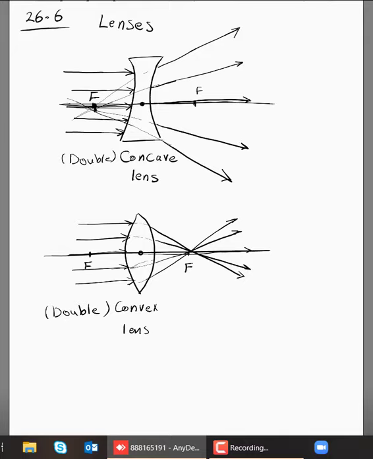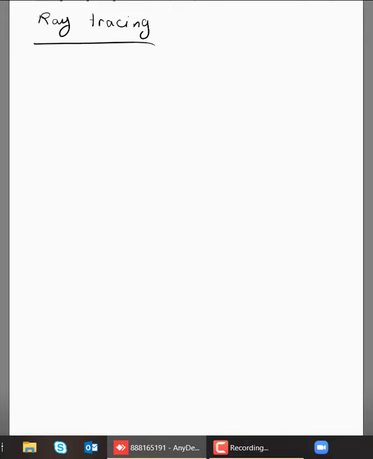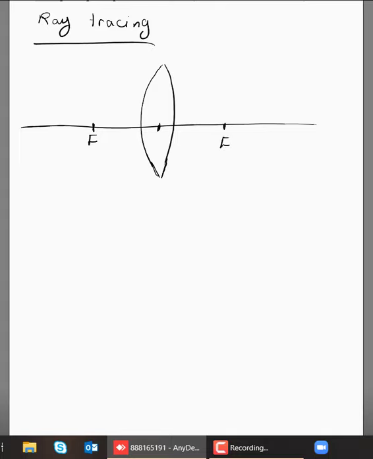So we do the exact same thing that we did for the mirrors, and we use ray tracing to see the formation of images in lenses too. Let me go ahead and start with a double convex lens. Okay, so I have two focal points, one on each side, and they should be exactly the same distance away from the lens. And then you have a center point here, the center of the lens.